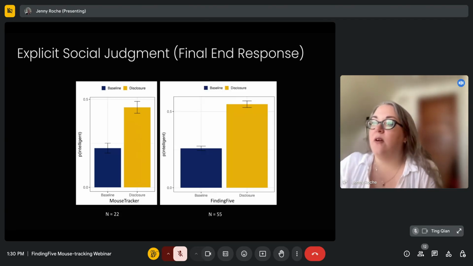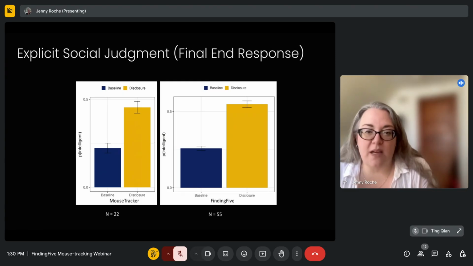So in Finding Five, we did the same thing. The design was identical.